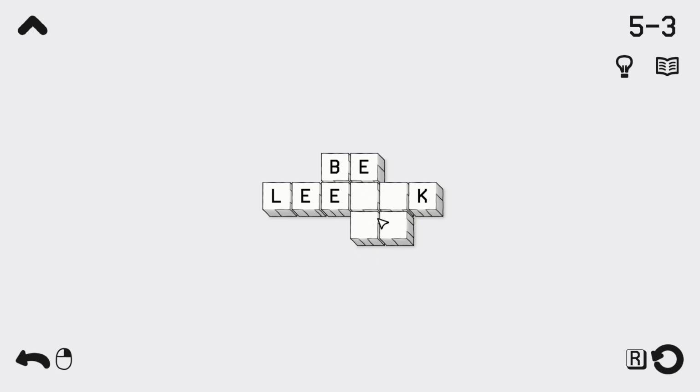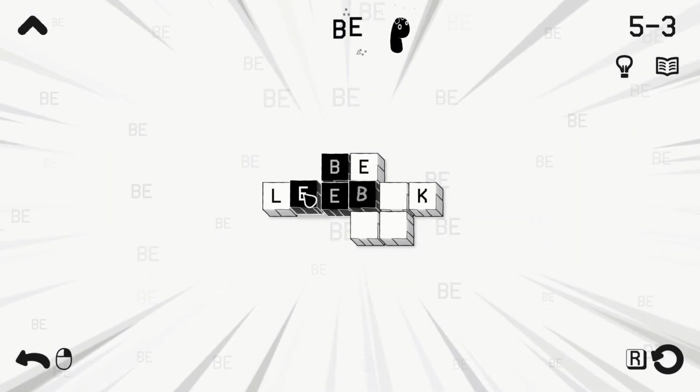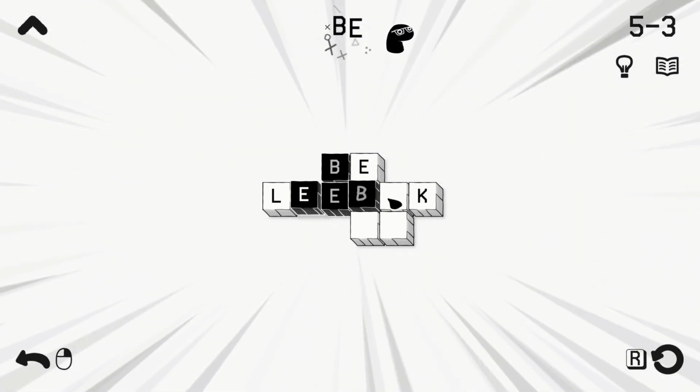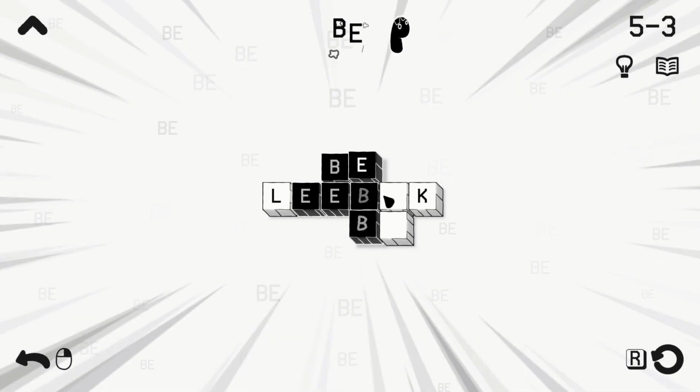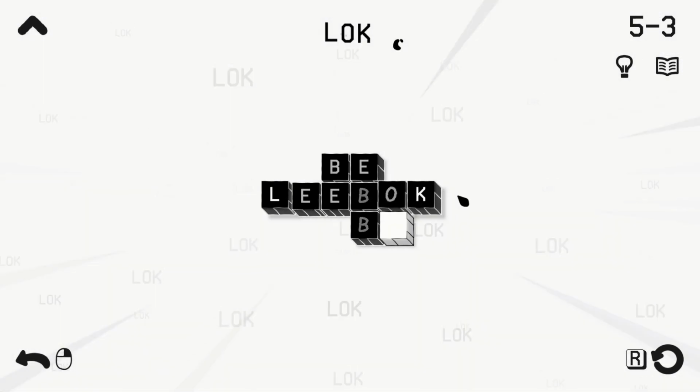B. Okay, for this to work, I think I'm gonna need to create the letter B. Oh, that's the wrong letter. Can I change it? I have to undo it to change it. Okay. Okay, I think I just need to chain B's to do this.